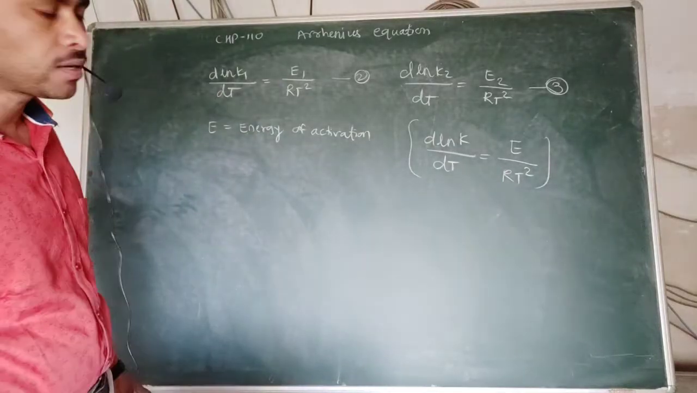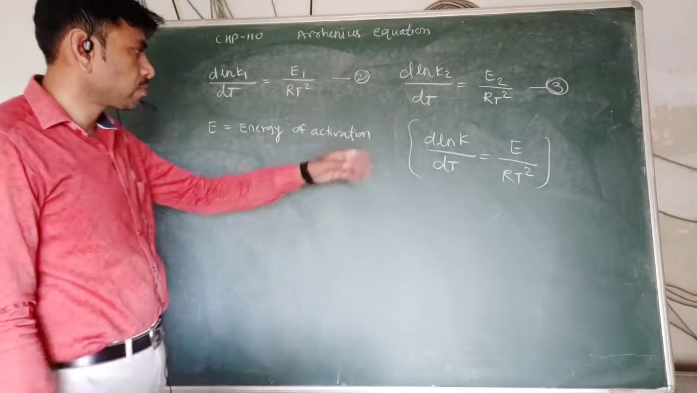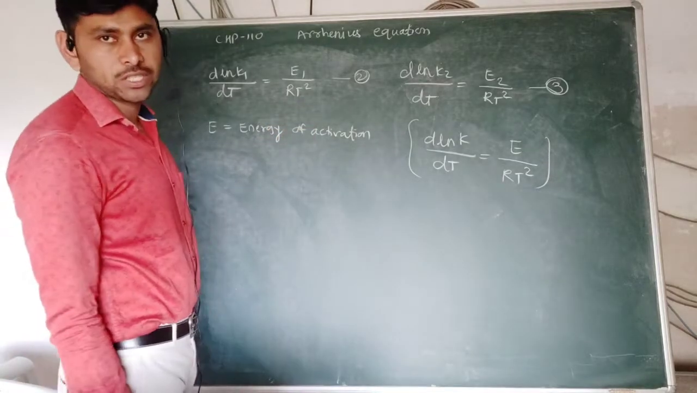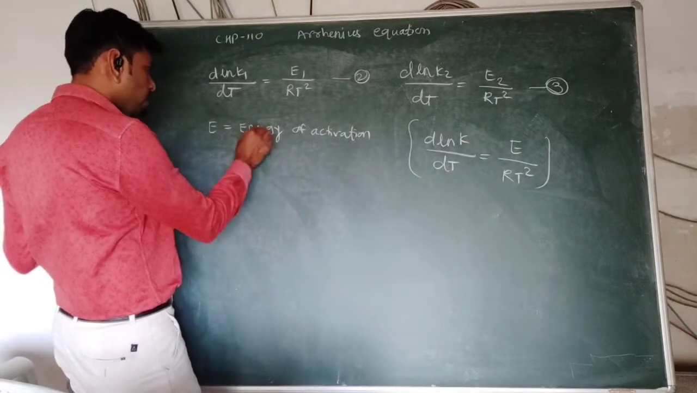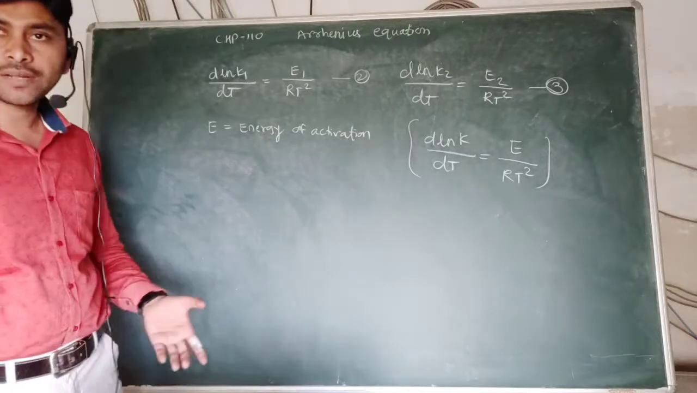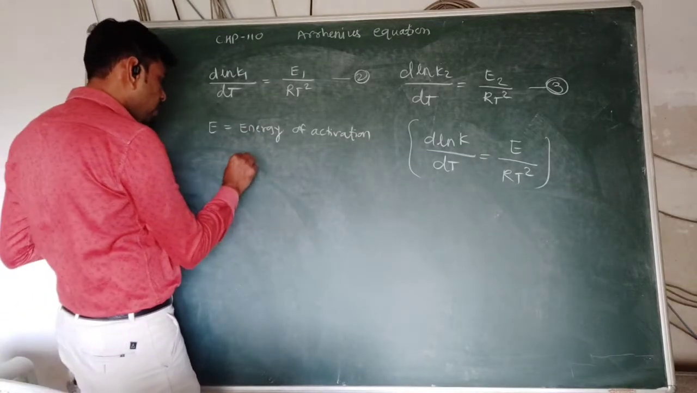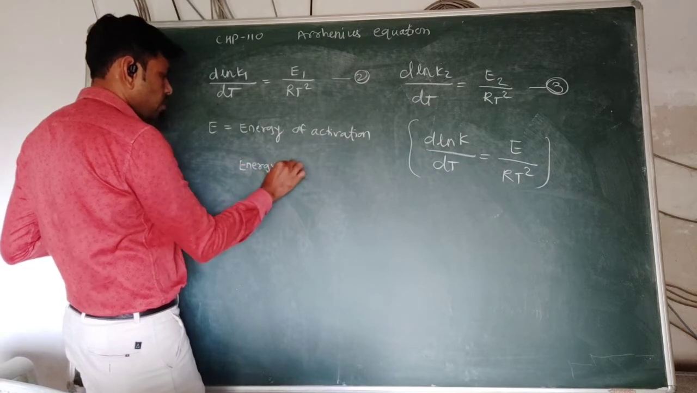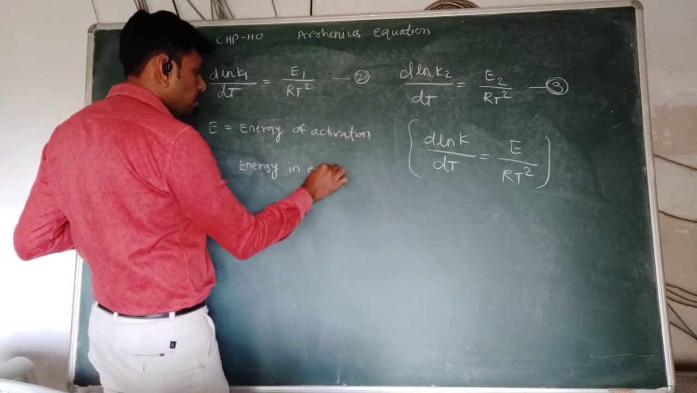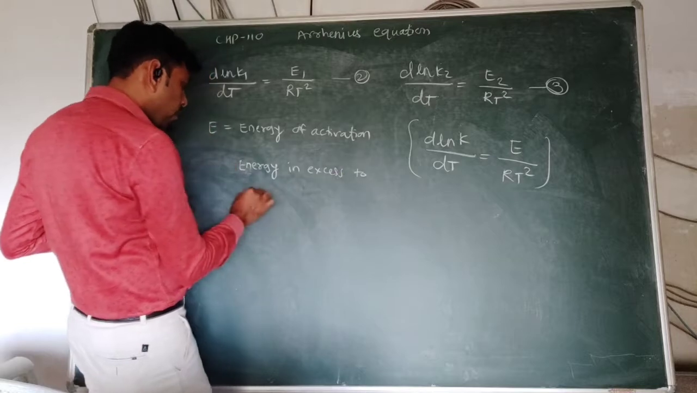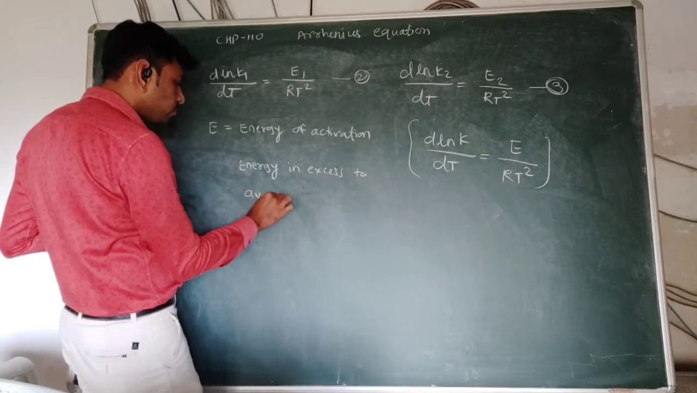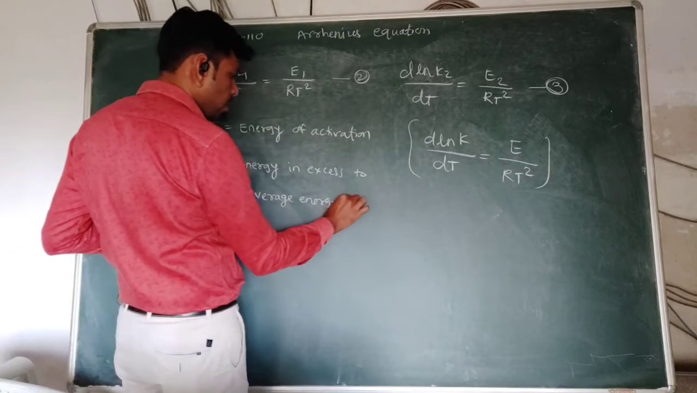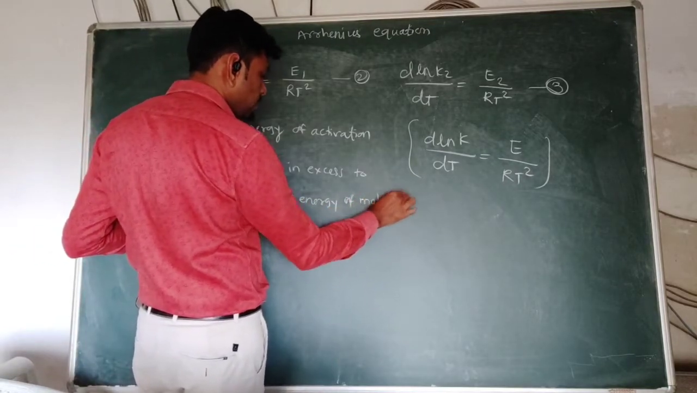In general we can write this equation. This equation represents the Arrhenius equation, in which E is the energy of activation. So how can energy of activation be defined? Energy of activation is the energy in excess to the average energy of molecule at given temperature.